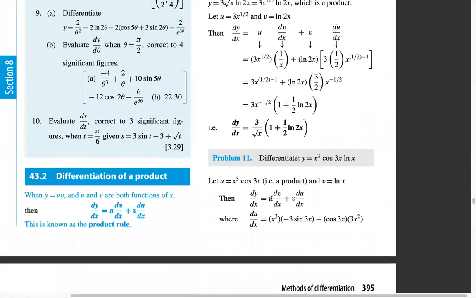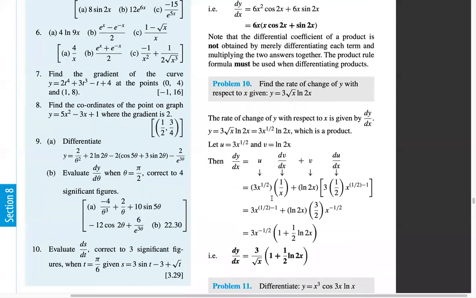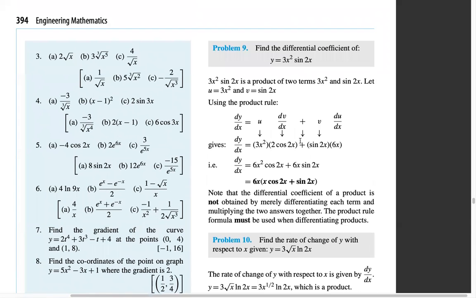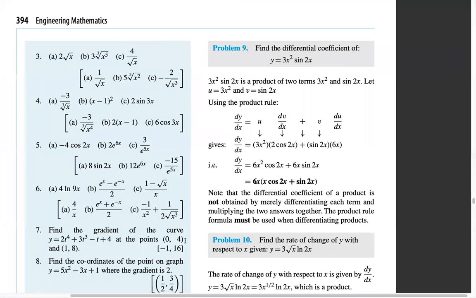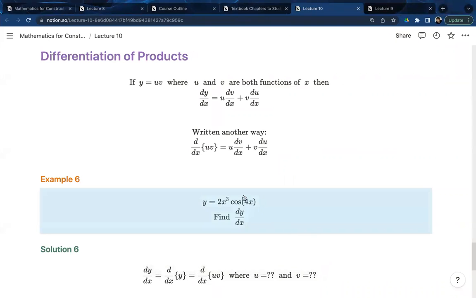I will take an example here. Something similar to what they have here. So let's try 2x cubed cosine 4x. Right? Yeah, let's try it. Find dy/dx. There's a product.